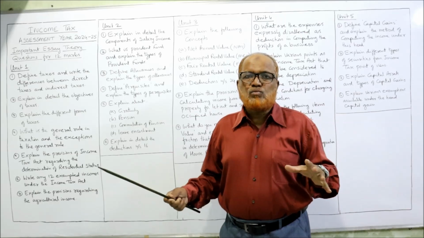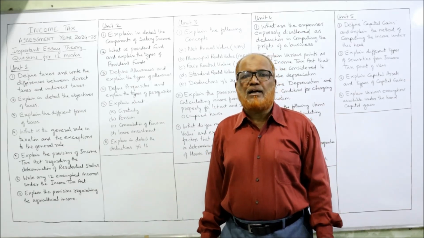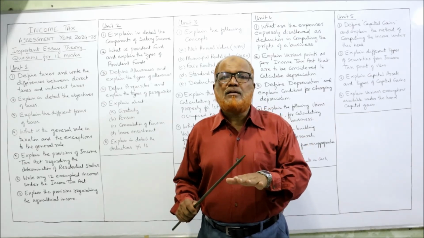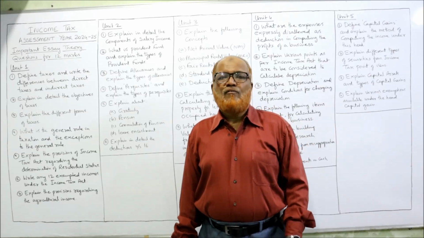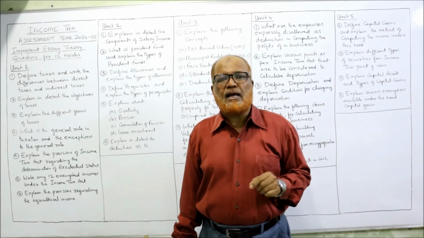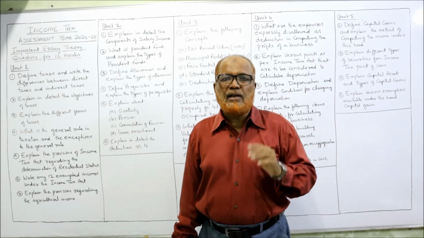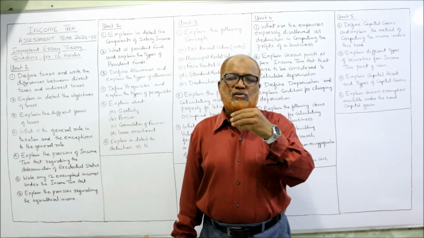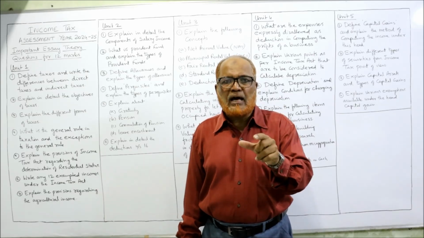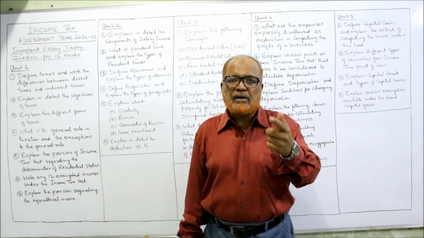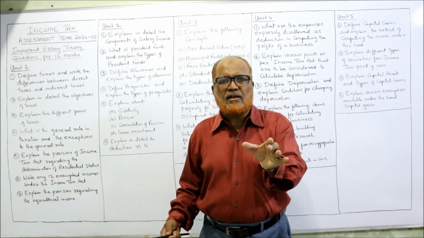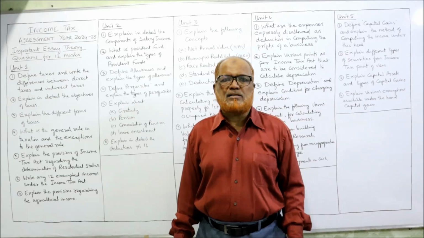Allowances are divided into different categories: fully taxable allowances, partly taxable allowances, and tax-free allowances. Fully taxable allowances are DA, dearness allowance; CCA; lunch allowance; medical allowance; meal allowance; family allowance, all fully taxable. These are the examples. Many examples are there.